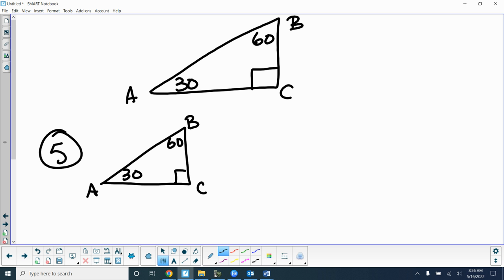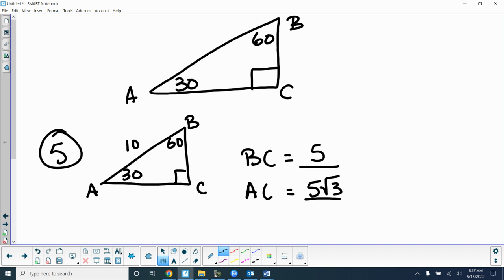here's our information. AB is 10. Okay? So, you have to find BC and AC, right? The 2 missing sides. Well, the short leg in a 30, 60, 90 is what relationship to the hypotenuse? Half as much, right? So what's half of 10? 5. Okay? And the long leg is always the short leg times what? Square root of 3. So there's our 2 answers.